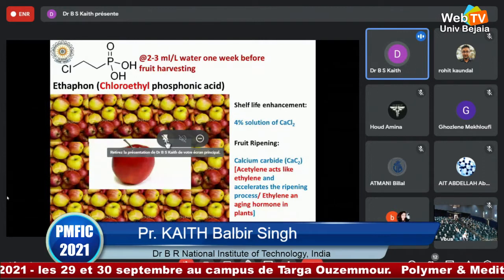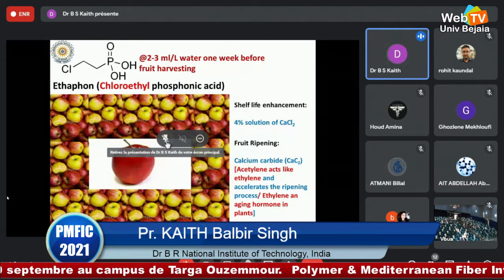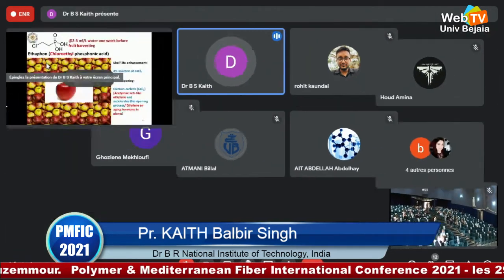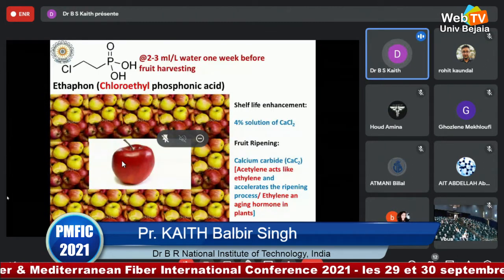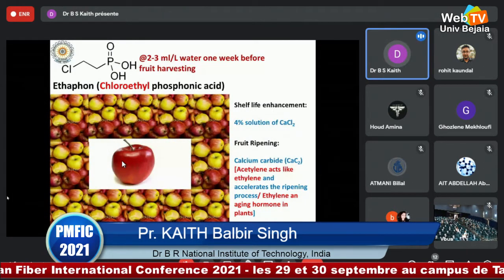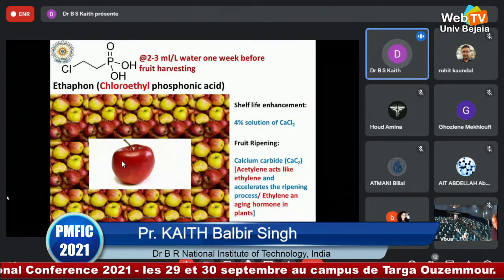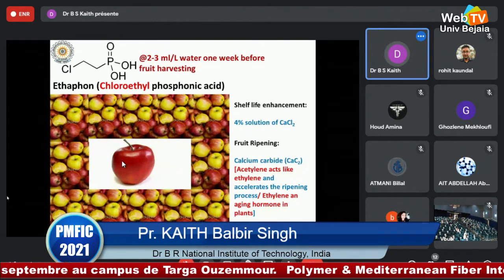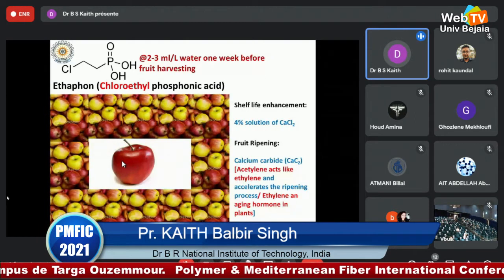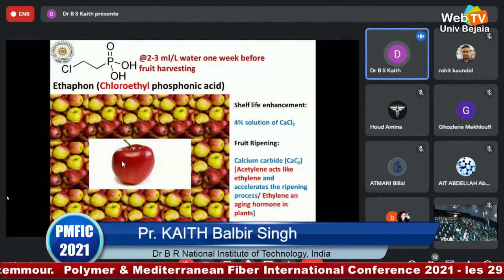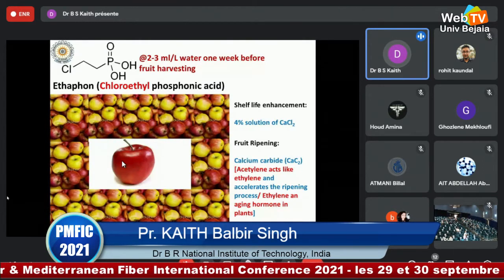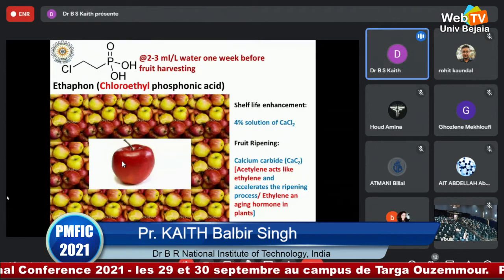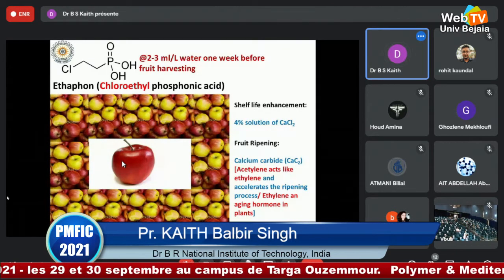But again, this is a chemically treated eatable. And in case of fruit ripening, we are making use of calcium carbide. And this calcium carbide releases ethylene. In fact, this ethylene is the natural aging hormone in the plants. And the ethylene which is released by calcium carbide behaves like the natural ethylene aging hormone. And you can go for quick ripening of the fruits by making use of calcium carbide. Again, we are playing with the lives of the people. We are not giving fruits to the people, we are giving toxic chemicals to the people.